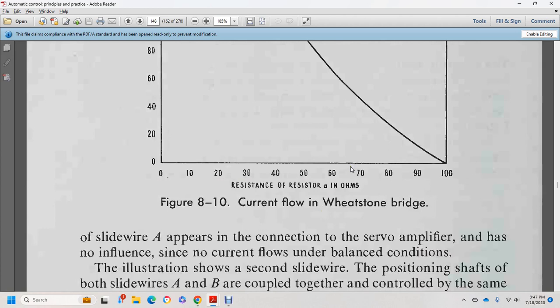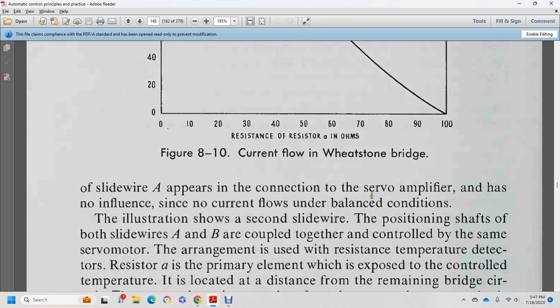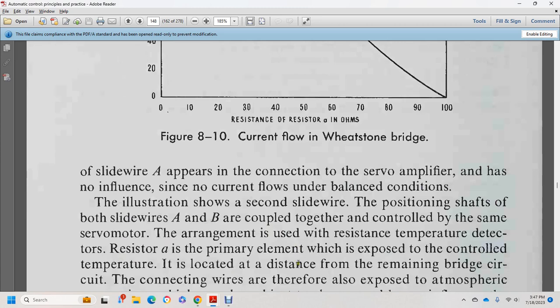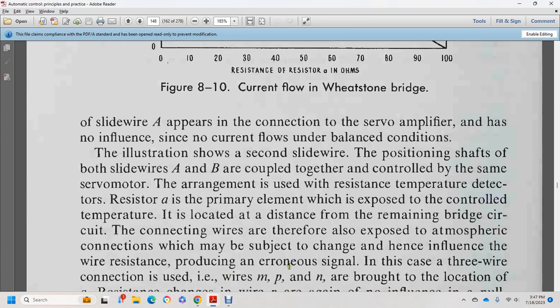The slide wire A appears with the connection to the servo amplifier, with no current flow in the unbalanced condition. The illustration shows the second slide wire with the position shaft, with both slide wires A and B coupled together and controlled by the same servo motor. The resistor A, the resistance temperature detector, is the primary element exposed to the control of the temperature, located at a distance from the remaining bridge.